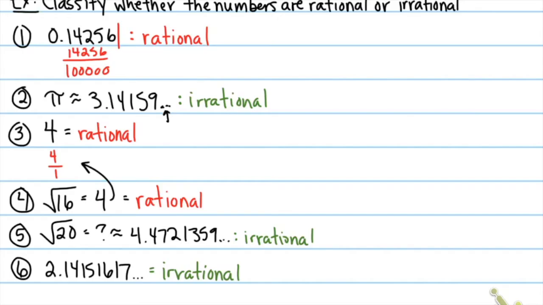Numbers that do not or cannot be written as a fraction or a ratio of two integers are irrational numbers. Some examples of that are pi. You've got the square root of non-perfect squares. Those are going to be irrational. And any other number where the decimal expansion is not repeating or not terminating. There might be a pattern, but that does not make it a rational number. Something has to repeat or it has to stop in order for it to be rational.